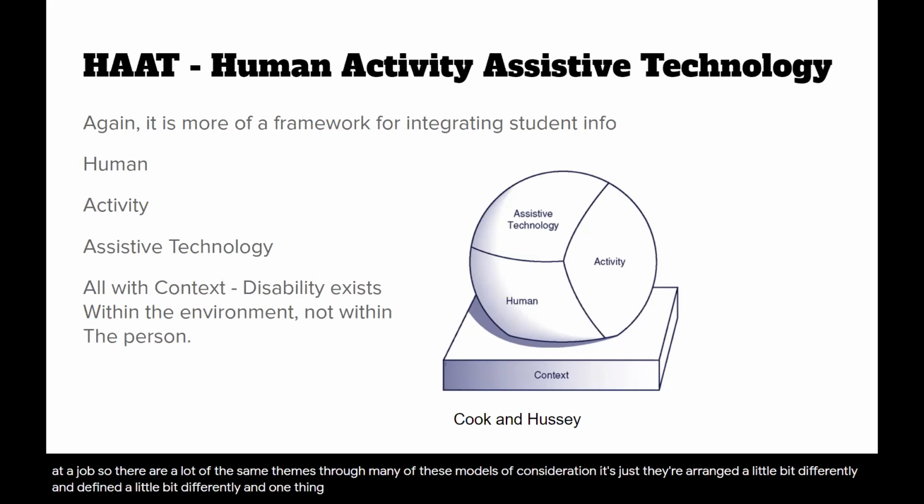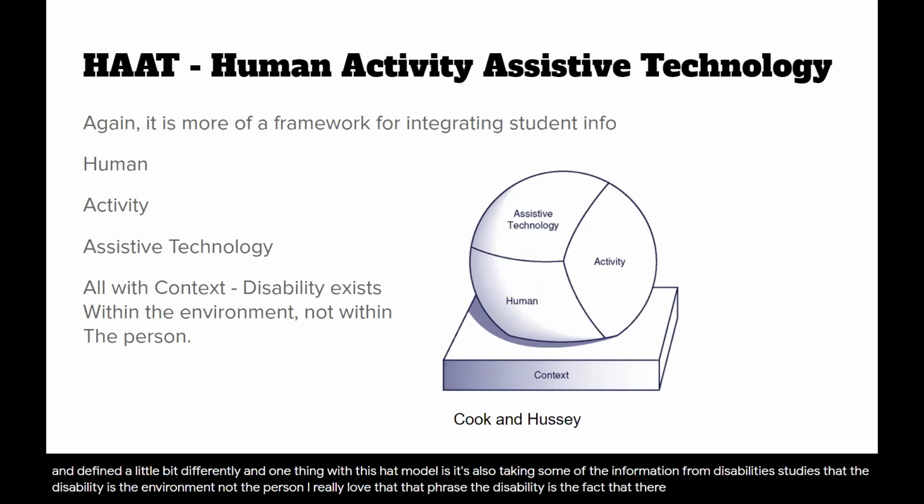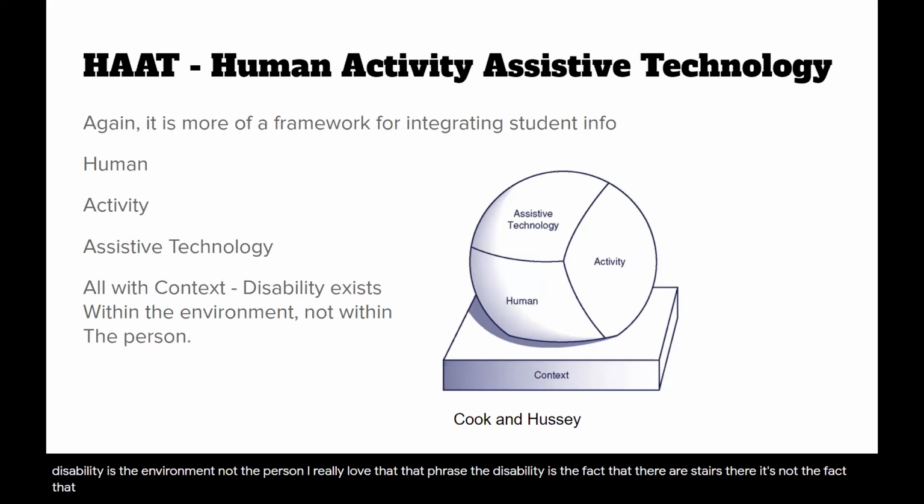And one thing with this HAT model is it's also taking some of the information from disability studies that the disability is the environment, not the person. And I really love that phrase. The disability is the fact that there are stairs there. It's not the fact that you can't climb them. If we put a ramp there, then is there a disability? You're able to get up the ramp, you accomplish the task of getting into the building.